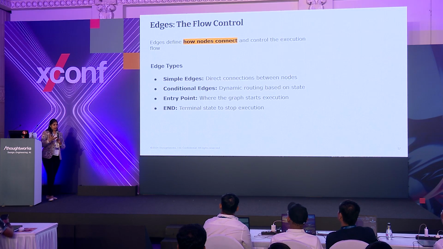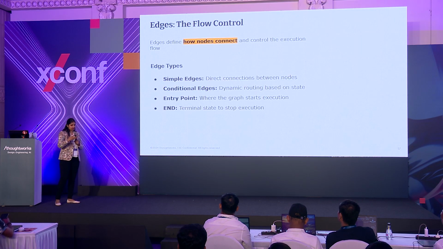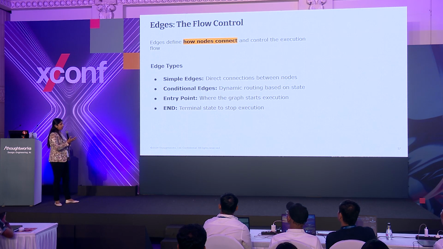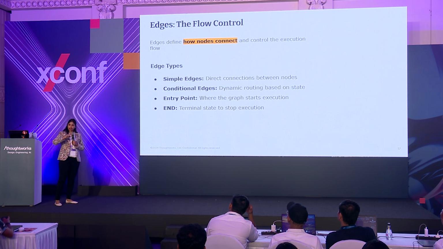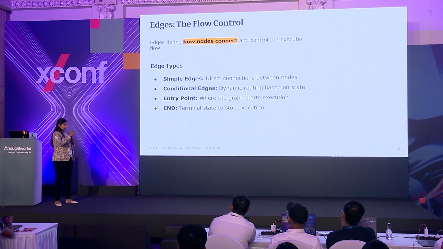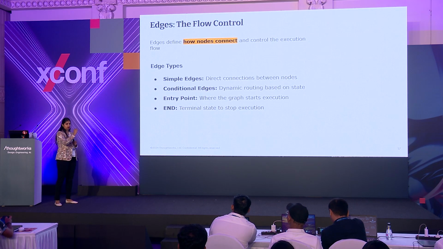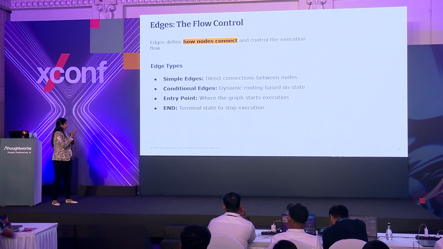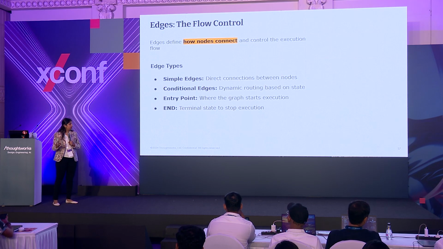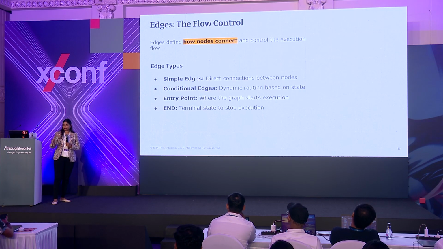Edges, as we said, define how the nodes are connected for the execution. A simple edge is where one node is connected to the other. The second is conditional, where you decide whether I have to go to this node or to that node. There is an entry point, from where your execution has to start. And the end, because we have to end somewhere, otherwise it will just run in a loop.